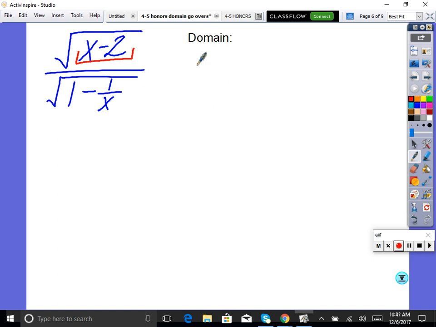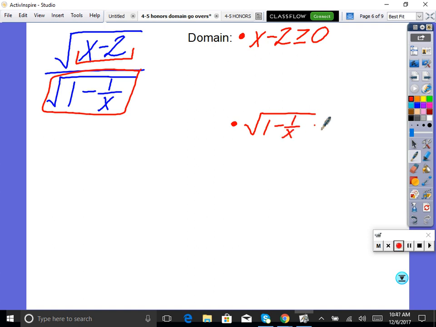Isn't my first issue there? So make bullet points, I do, to keep it straight. So we'd say x minus 2 must be greater than or equal to 0 since that's under a radical. Next potential problem: that the square root of 1 minus 1 over x cannot be 0 because that's a denominator. Next potential problem: that 1 minus 1 over x must be greater than or equal to 0.